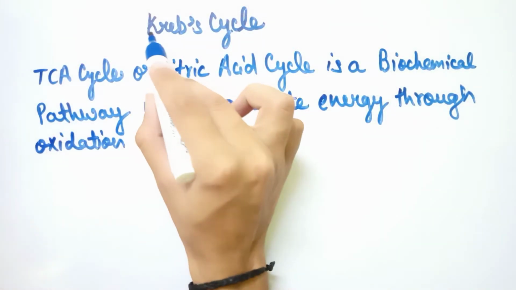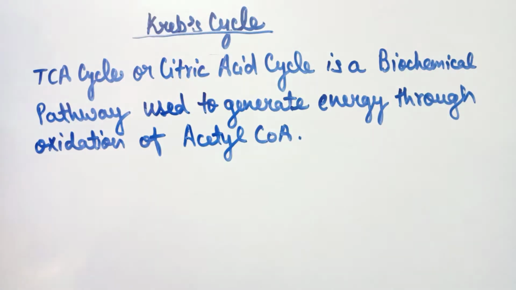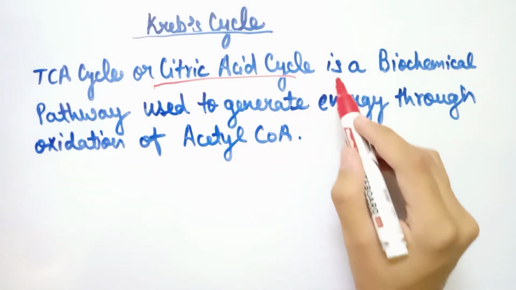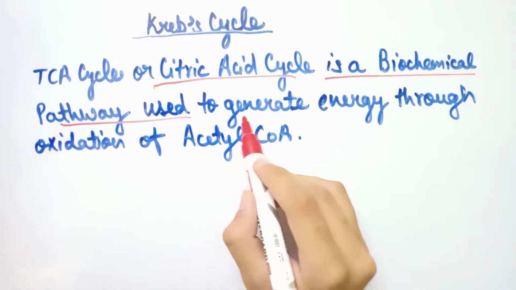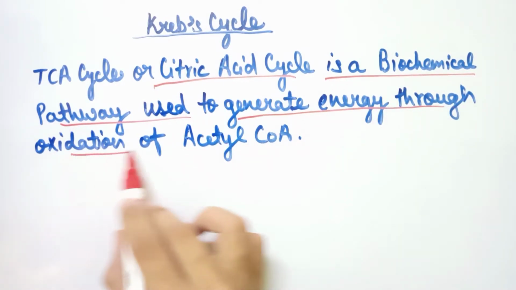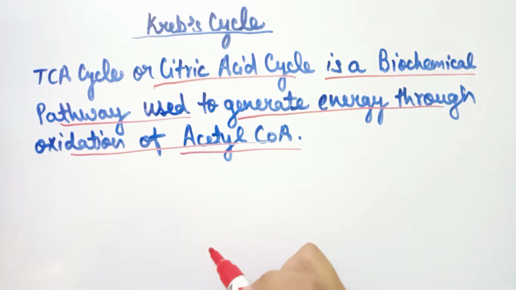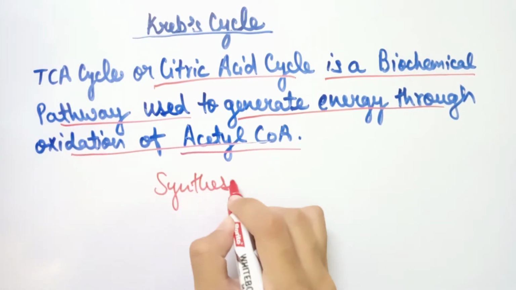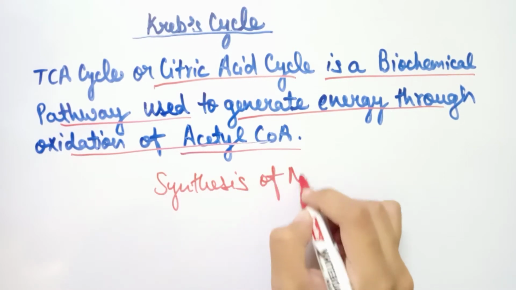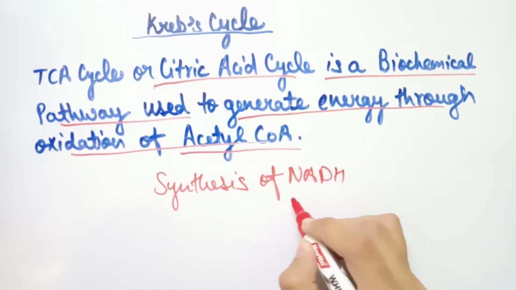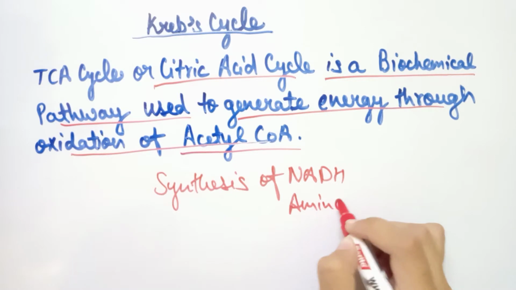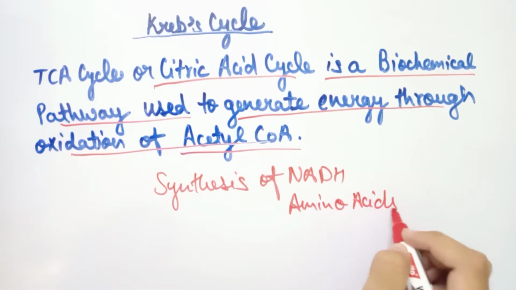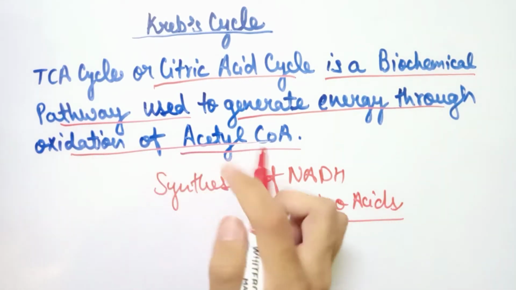Today we will study about Krebs cycle. So basically Krebs cycle is also known as TCA cycle or citric acid cycle, and it is a biochemical pathway used to generate energy through oxidation of acetyl CoA, which in turn leads to the synthesis of NADH and amino acids as well. So amino acids and NADH are also produced during the oxidation of acetyl CoA.